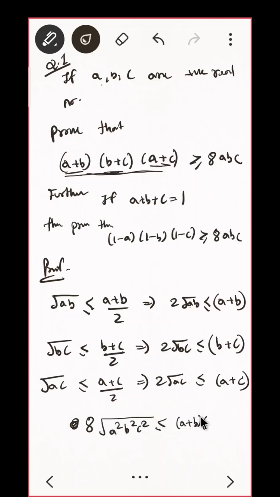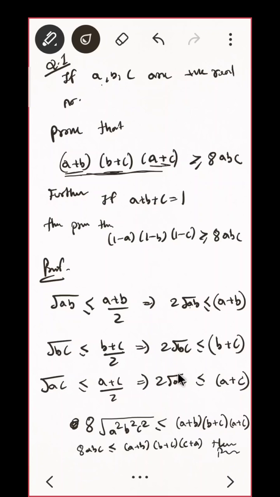But first of all, if I'm multiplying, I'm not getting any sign change or anything. Why is that so? Yes, very nice. These are positive real numbers, so we can do that. If you multiply, there is no sign change. Good. So we are done now. This is our first part to prove: 8ABC is less than or equal to (A plus B)(B plus C)(C plus A). Hence proved. First part we are done.